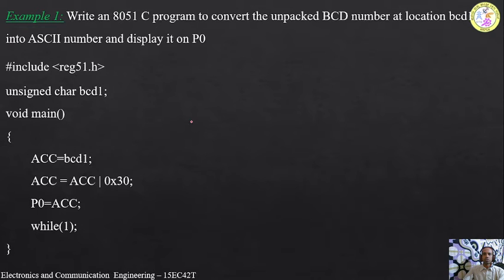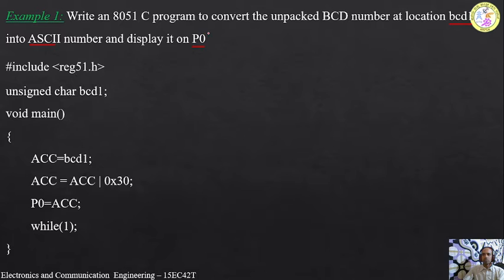Now we shall see some of the programs for code conversion. Write an 8051 C program to convert an unpacked BCD number at the location BCD1, where BCD1 is the memory location, into an ASCII number and display it on port 0. So what is the question now? We need to convert an unpacked BCD number into its equivalent ASCII number. It is BCD to ASCII conversion.